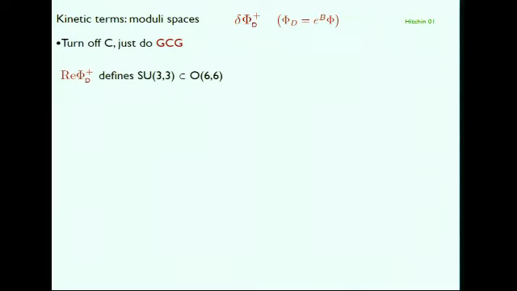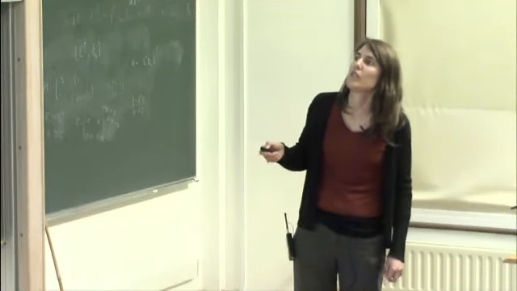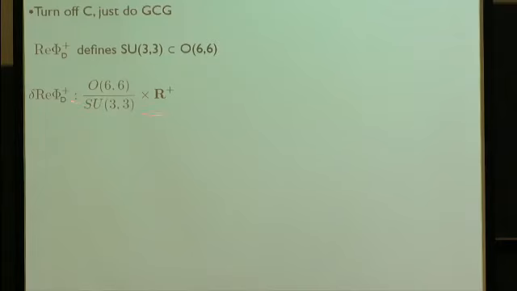And this is stabilized by an SU(3,3) structure in O(6,6). So this defines an SU(3,3) structure in O(6,6). The action of O(6,6) on this spinor makes up this orbit, which is O(6,6) divided by SU(3,3) times R plus, if you consider rescalings of phi plus. And this space is special Kähler, and the Kähler potential is given by the Hitchin functional, the quartic invariant of O(6,6).